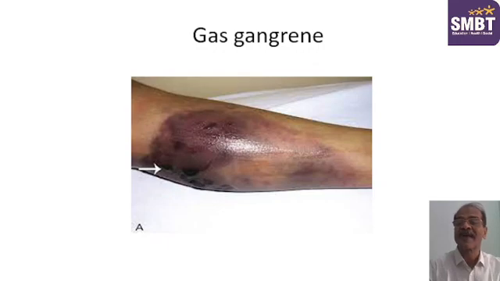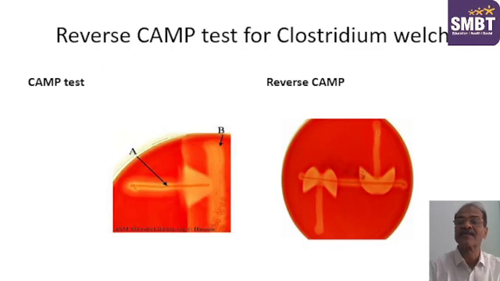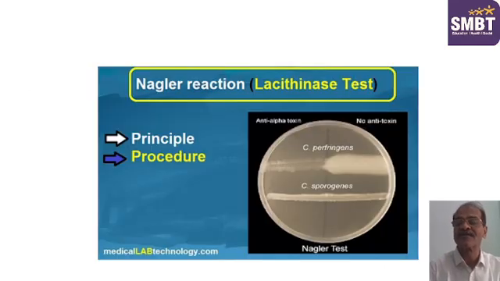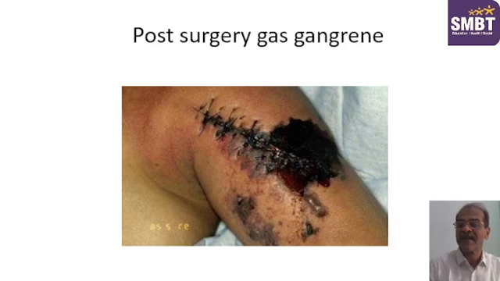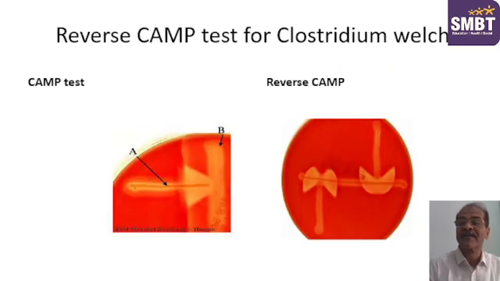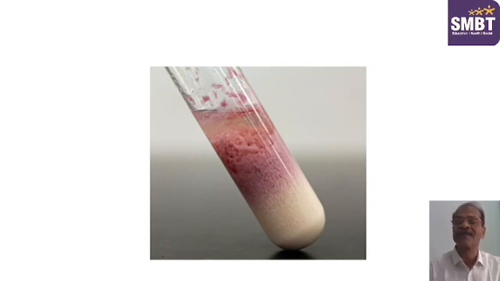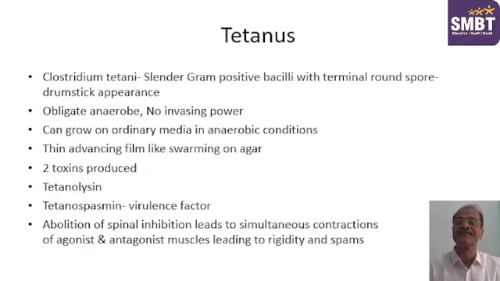These are pictures of gas gangrene. As you can see, severe necrosis is there. These are some of the tests used for lab diagnosis of Clostridium welchii. You grow the organism and perform the Nagler's reaction or Lacey-Perrins test to confirm welchii. Then the reverse CAMP test can be done to confirm the growth of Clostridium welchii. This is stormy fermentation of litmus milk, for confirmation of Clostridium welchii.